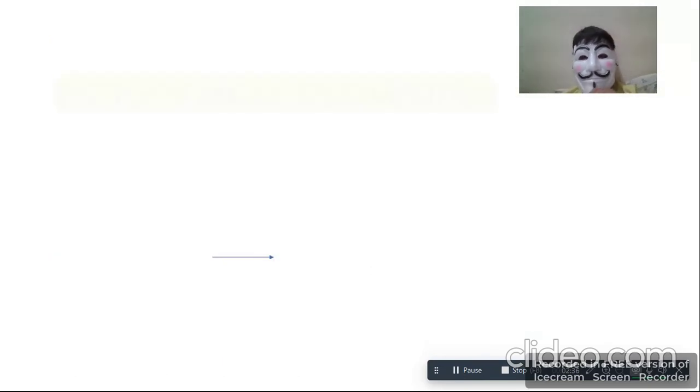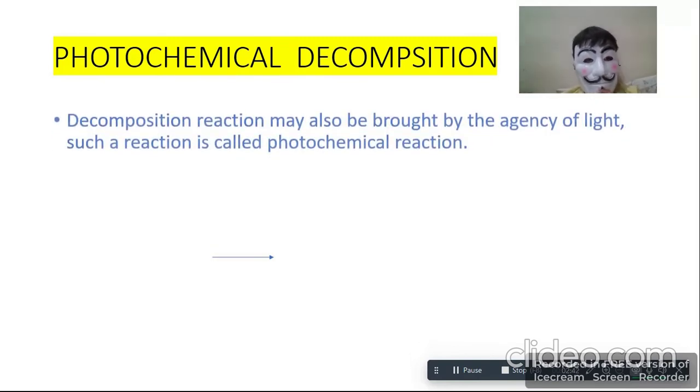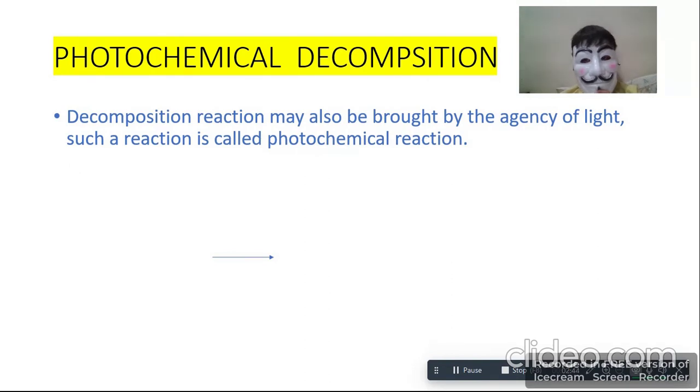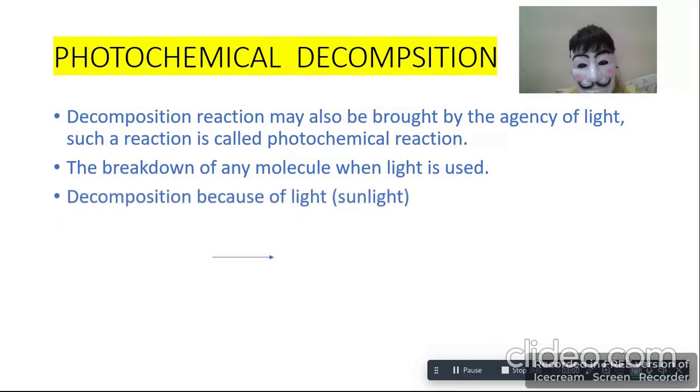So let's go to our third topic, which is photochemical, the P of PET. Decomposition reaction may also be brought about by the agency of light. Such a reaction is called a photochemical reaction. Like in the first two, where we saw heat and electric current, here it is the agency of light. So it is the breakdown of any molecule when light is used, which is mostly sunlight.